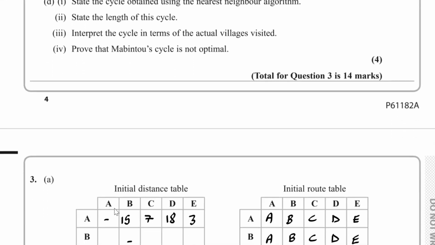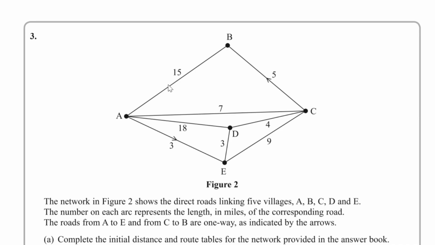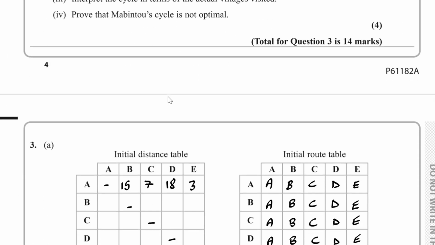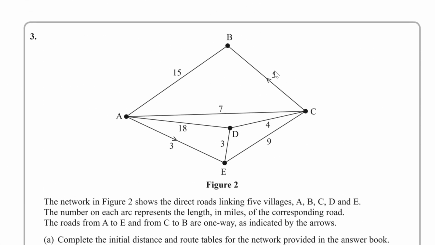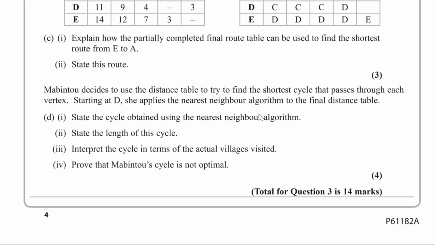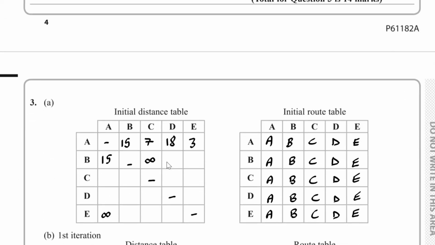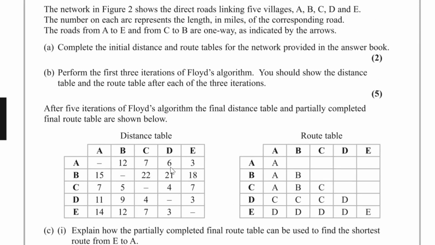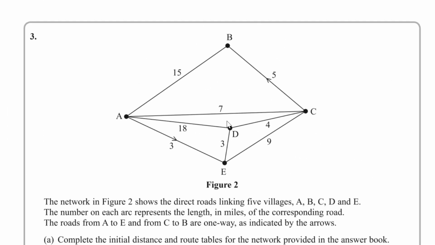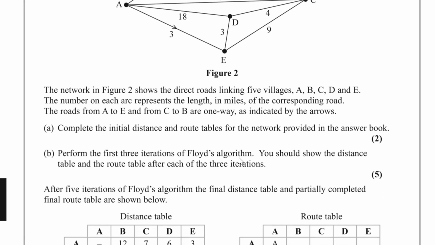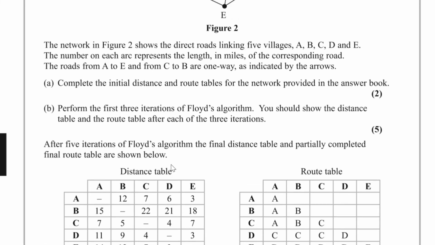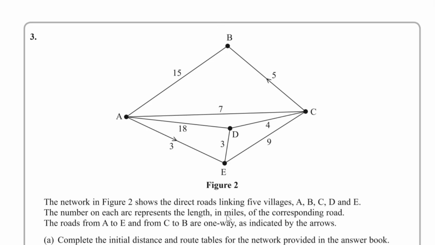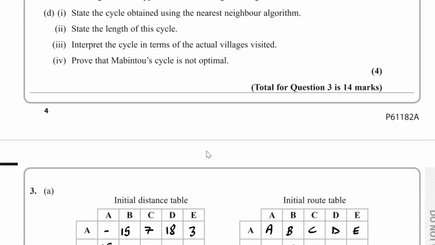Now, in terms of B to A, start at B, finish at A, that also is 15. And B to C, start at B, finish at C, well, there's no direct way we can go from B to C, therefore we write down an infinity. So we have infinity here. B to D, start at B, finish at D, there's no one direct path we can take, and therefore we fill that in with an infinity. And B to E, start at B, finish at E, there's no direct way we can go from B to E, and therefore we fill that in with an infinity.